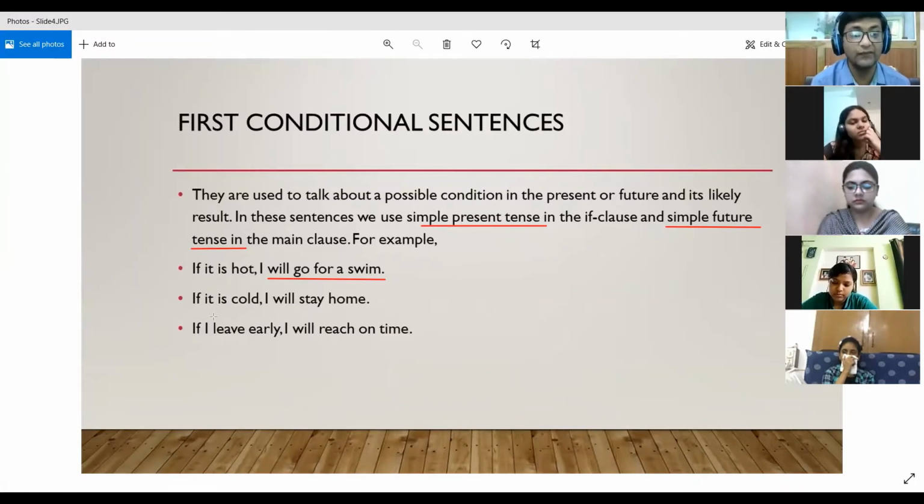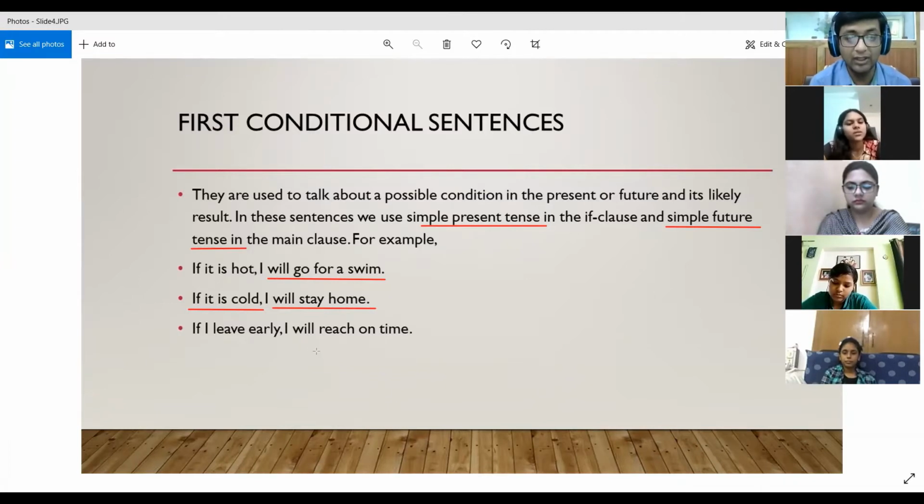Now, see the second one. If it is cold, I will stay home. Again, you can see what the condition is: if the weather is cold, then what is going to happen? I will stay home. So this will be the result if the condition is that the weather is cold. So the result is I will stay home.